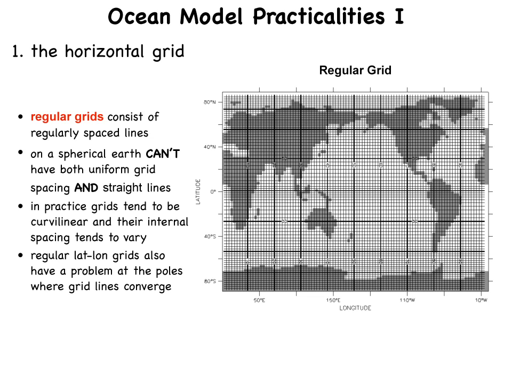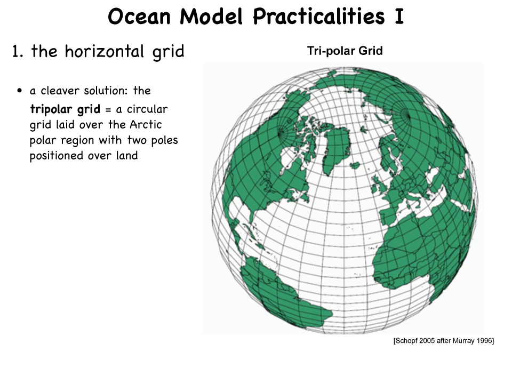Now, it's important to remember that on a spherical Earth, you can't actually have a uniform grid spacing and straight lines. So in practice, these grids tend to be a little curvilinear, and their internal spacing tends to vary a little bit. Now, regular lat-long grids also have a problem at the poles where the grid lines tend to converge. But here, oceanographers win. There's this clever solution. I don't know who to attribute this to. Do you know, Paul? No idea. I always call this the Eulerian transformation, but I don't really know.